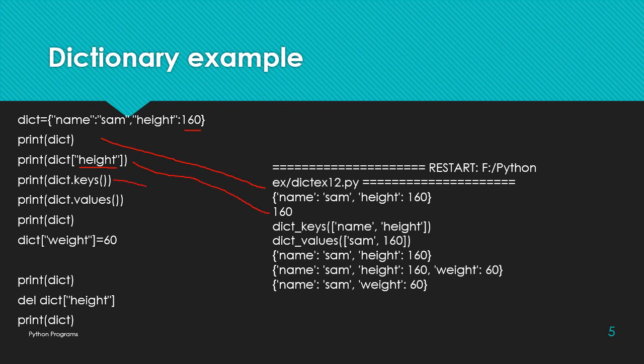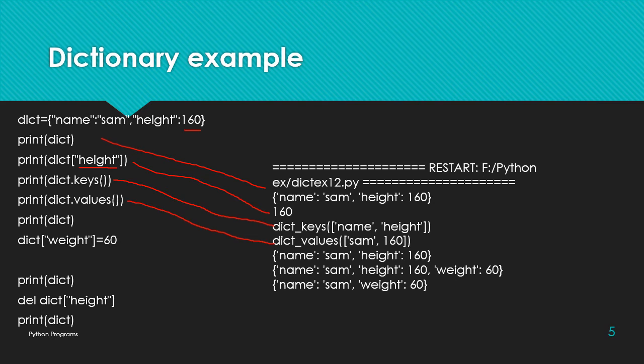The next print statement displays all the keys in the dictionary. So the keys are name and height. The next print statement prints all the values. The values are Sam and 160. And the next statement again does the same thing, print of dict.